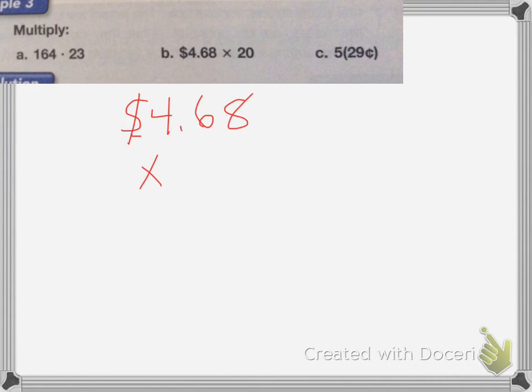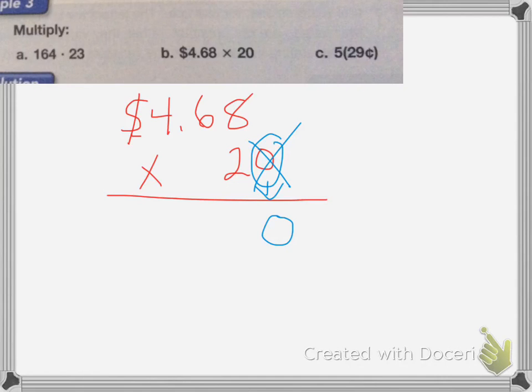The second one, when I'm multiplying by a decimal, I'm going to put the decimal number on top. Okay, and I'm going to multiply it by 20. Now, with 20, I can go ahead and drop this 0 down, because anything times 0 is always going to be 0. So I can just drop that down and cross it off. So I'm going to multiply by the 2.